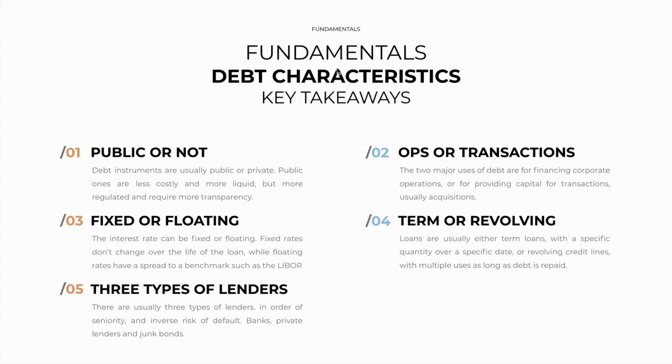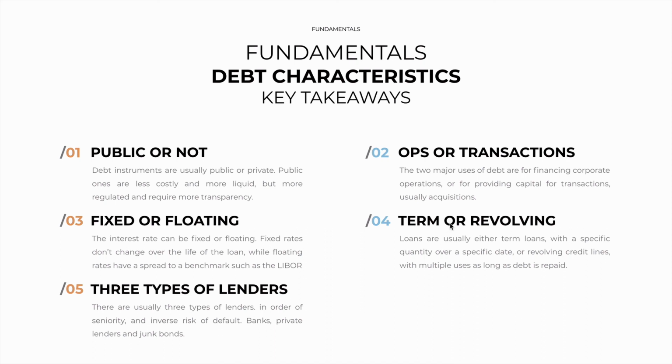What are our key takeaways? The first is that debt instruments can be public or not. Public instruments are less costly and more liquid, but they are more regulated and demand more transparency. The two major uses of debt are to finance operations of a company or to finance transactions, either helping a company run itself or helping a company buy another one. Then, interest rates can be fixed or floating. Fixed rates don't change over the lifetime of a loan, but floating rates change based on a spread to a benchmark such as the London Interbank Offered Rate.